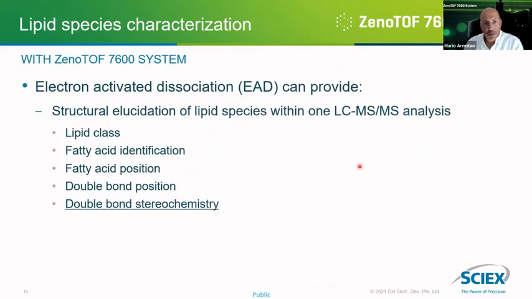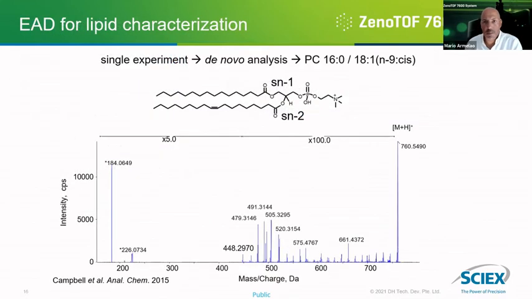So far I have already shown you the technology. I showed you that we can easily go to the lipid class and fatty acid identification. We can go down to the positions and identify the double bonds. But what about stereochemistry? In this example, I'll go for, I think it's APC.